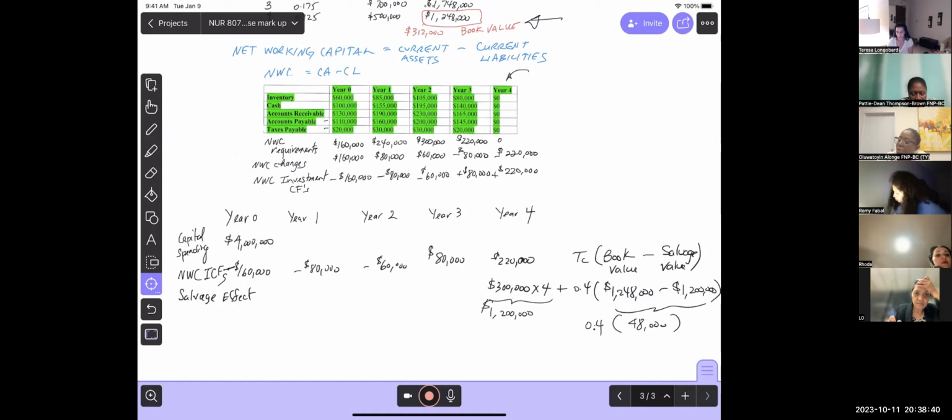So this equation helps you figure out, depends. If the book value exceeds the salvage value, you see, you're going to get tax savings. If the salvage value exceeds the book value, then this becomes negative and you have to pay taxes.